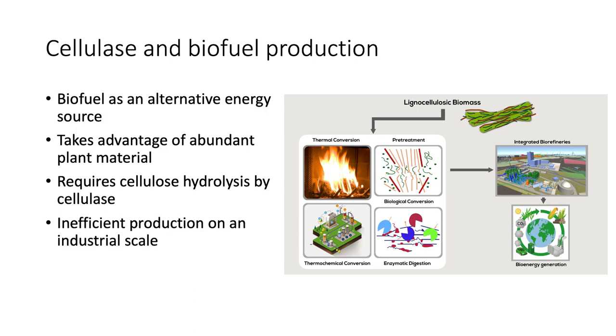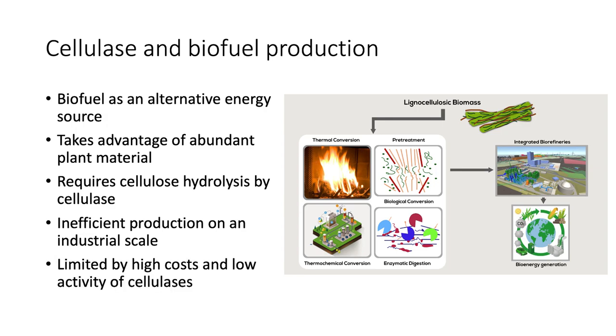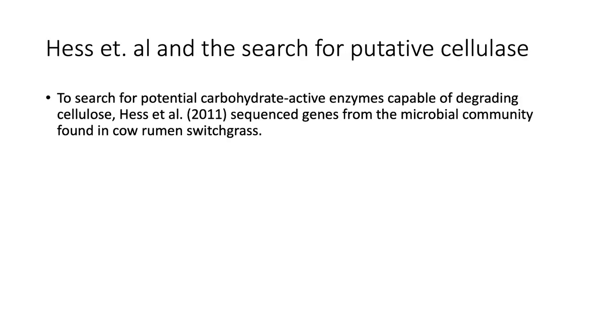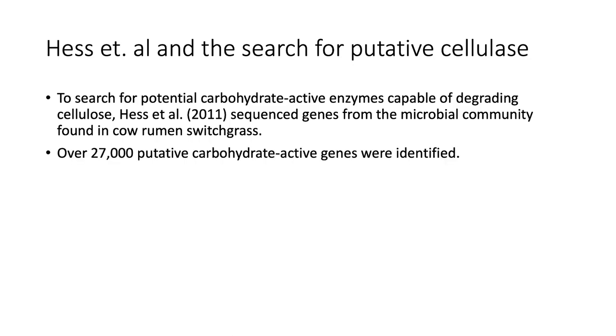However, this process on an industrial scale has been inefficient so far, and this is due to the high cost and low activity of cellulase currently available. In order to search for potential cellulase with higher activity, Hess et al. did a metagenomic study and sequenced genes from the microbiome community found in Rumen switchgrass. They found over 27,000 putative carbohydrate active genes and aimed at characterizing the functions of these genes.